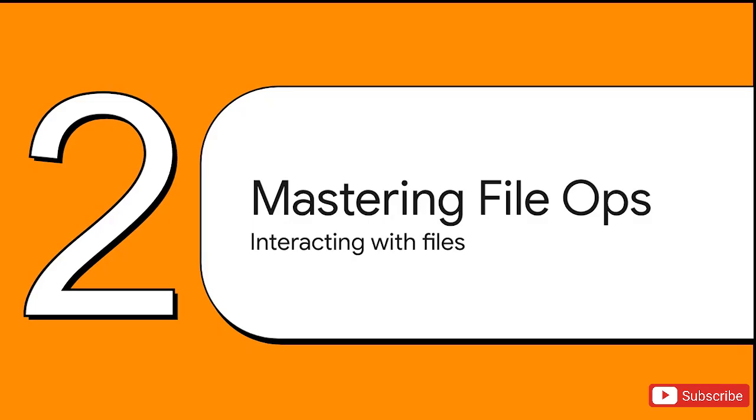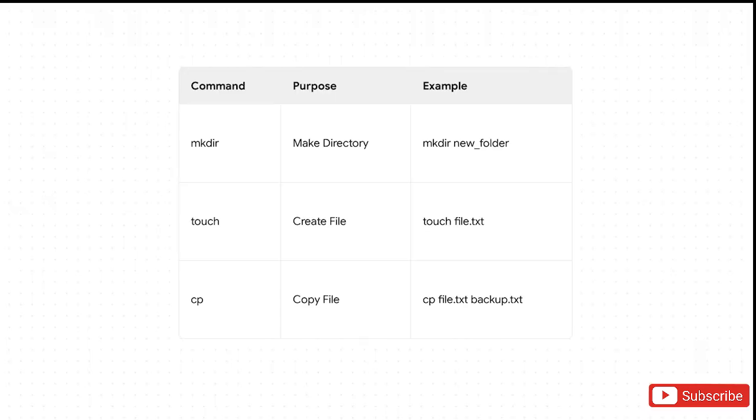Moving right along to part 2, mastering file operations. The amazing thing is we can accomplish everything we normally do with a mouse right here with just a few quick keystrokes. First is mkdir, which stands for Make Directory. Typing mkdir followed by a name, say mkdir new folder, is literally the exact equivalent of right-clicking your mouse and selecting New Folder. It's that simple.